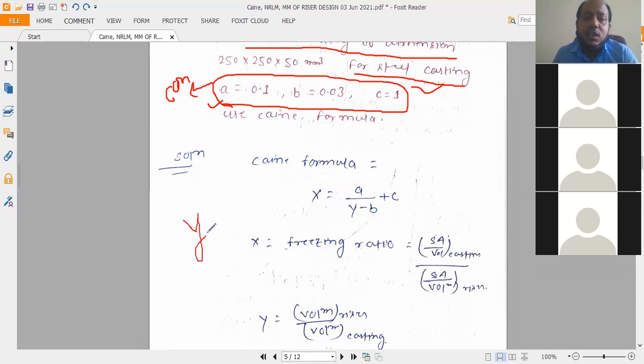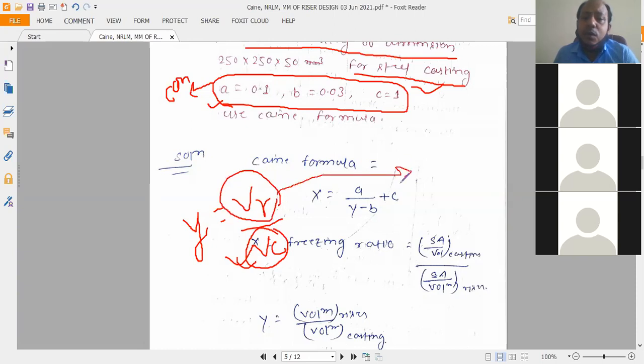y is equal to the volume of riser divided by the volume of casting. The casting dimensions are given, so the volume of casting is known. The volume of riser is not given, so let us assume the volume of riser will be pi by 4 d square into h.